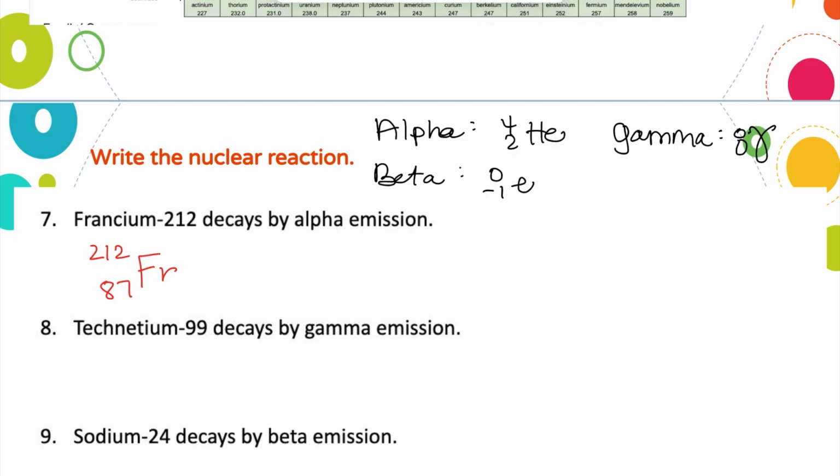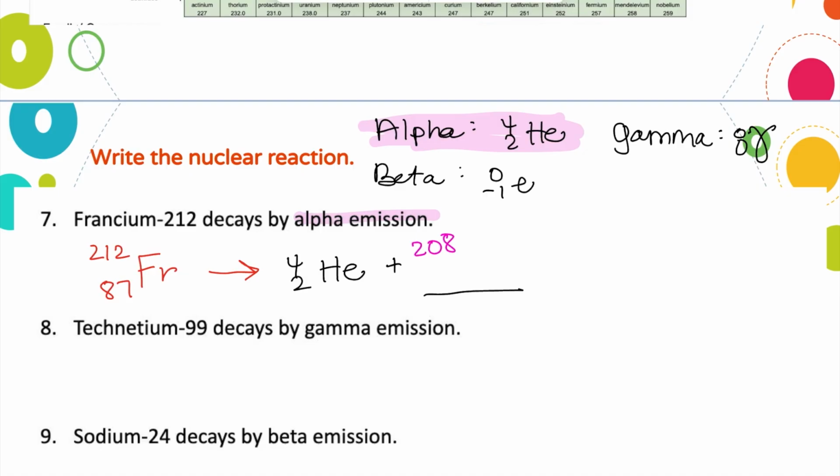Decays by alpha emission, so we have that francium at the start, it's going to decay, and alpha emission, well, that means this alpha particle. I know that a helium, 4,2 helium, is going to be released, and then we can figure out, well, what else has to be left after that happens. And again, 212 on this side, well, I have 4. 4 plus what gives me 212? I'm going to have a 208 up here.